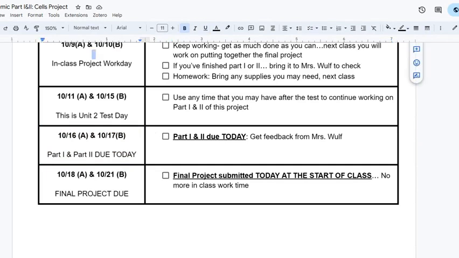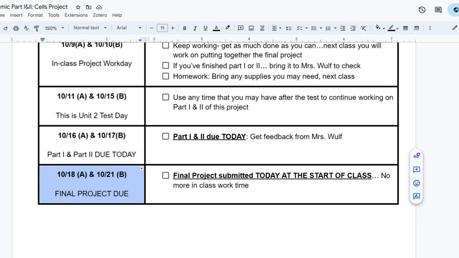So again, the 9th is a thinking day. 10th and 11th, you have your test, followed by hopefully some time to work on the project. And then the class after that, you have a full 90 minutes to work on the project. The 18th and 19th, you're going to come in with your final project done. There's no more in-class work time to be working on that project.